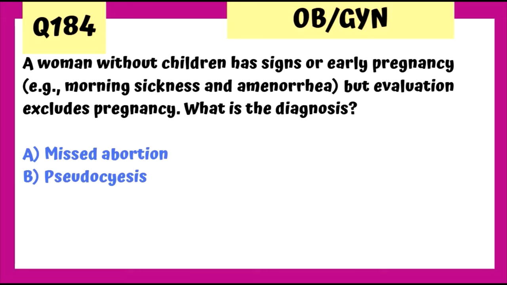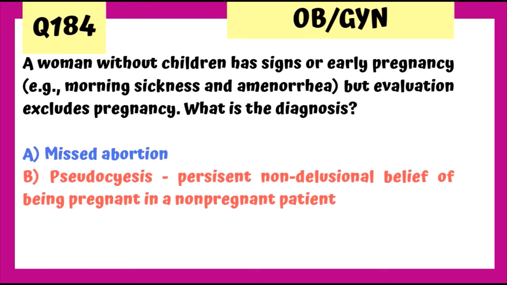Question 184, a woman without children has signs of early pregnancy, morning sickness, and amenorrhea. What's the diagnosis? There's no pregnancy going on here. So this is just psychological. This is pseudocyesis, in which a persistent non-delusional belief of being pregnant in a non-pregnant patient could make them think that they had a positive pregnancy test at home. That's what they tell you, but the truth is they're not pregnant.